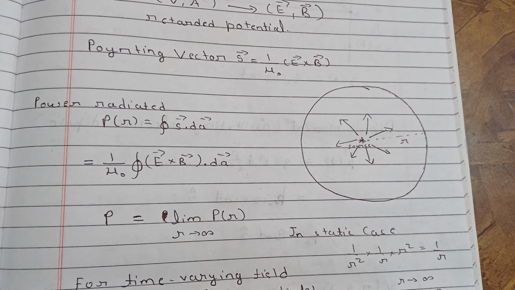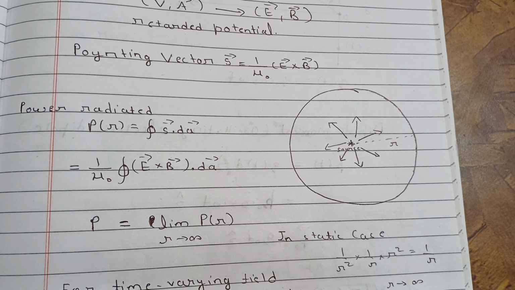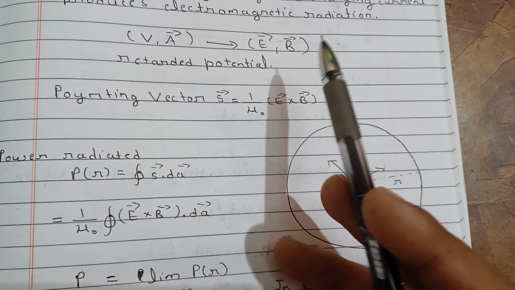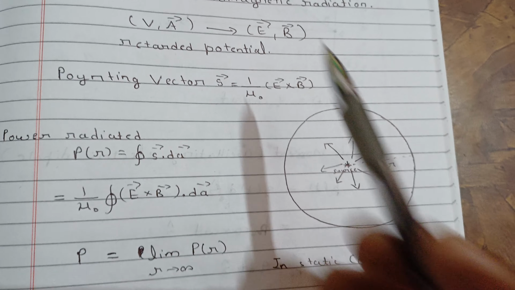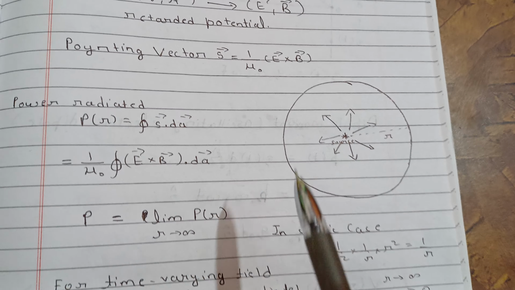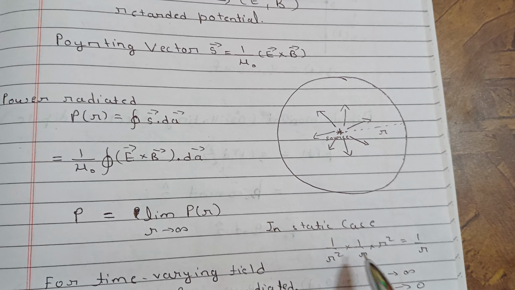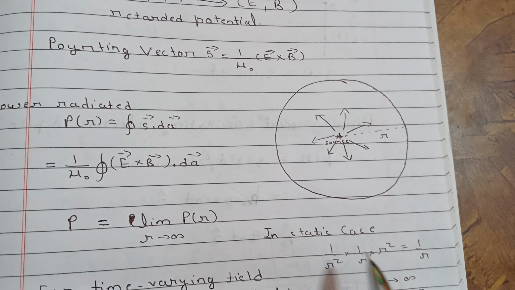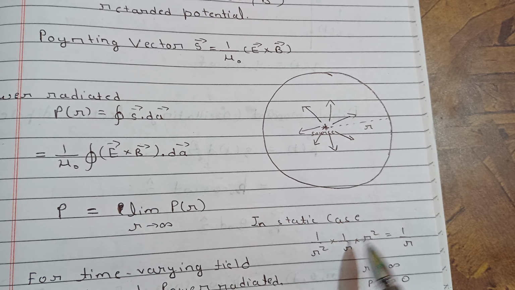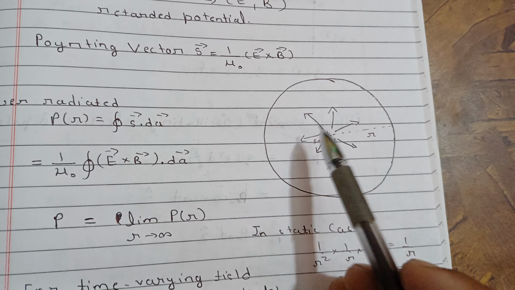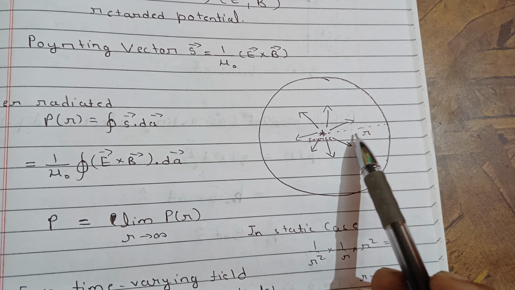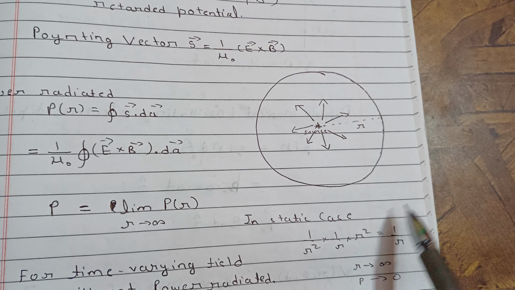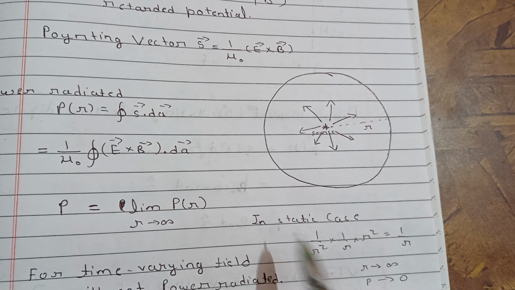If it is a static case, meaning the charge is not moving, then we know E has a 1 upon R square relation, and for B we have a 1 upon R square relation. Then E times B will give you 1 upon R to the fourth, and multiplying by dA, which goes as R square, will give you a 1 upon R square relation. If you integrate over the complete space, meaning R tends to infinity, then this will give you 0, meaning the power emission is 0 in the static case.